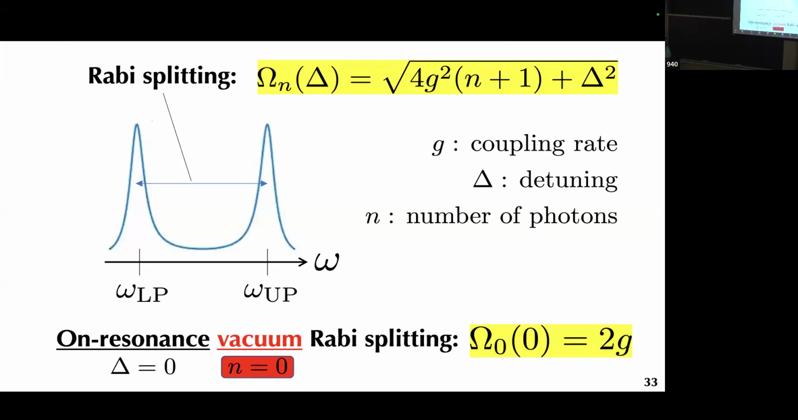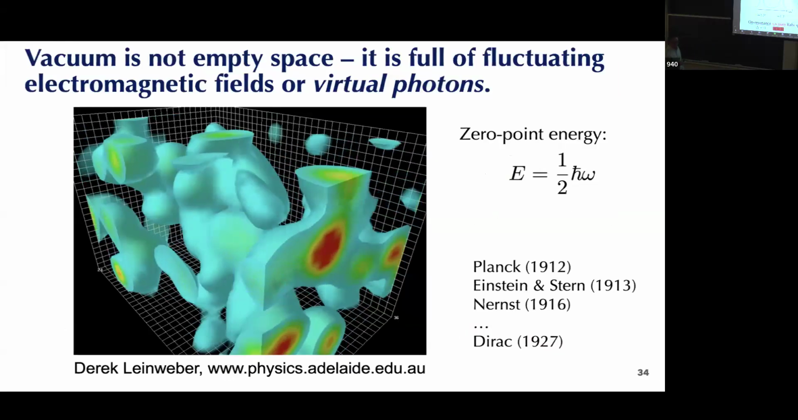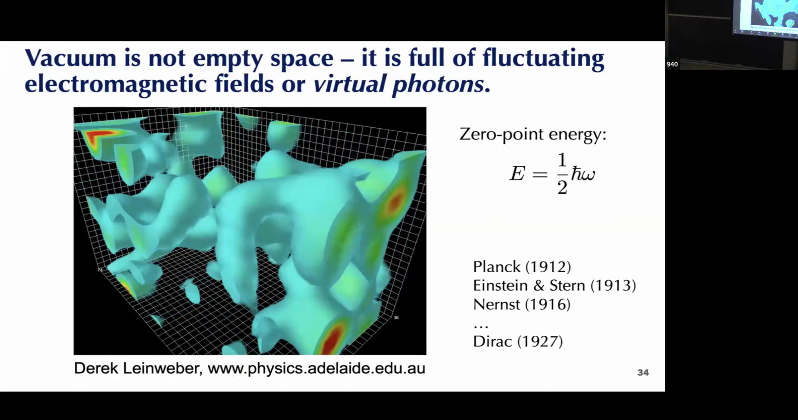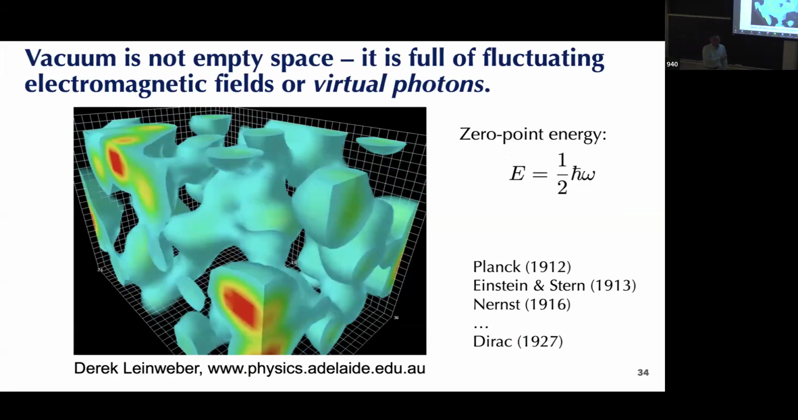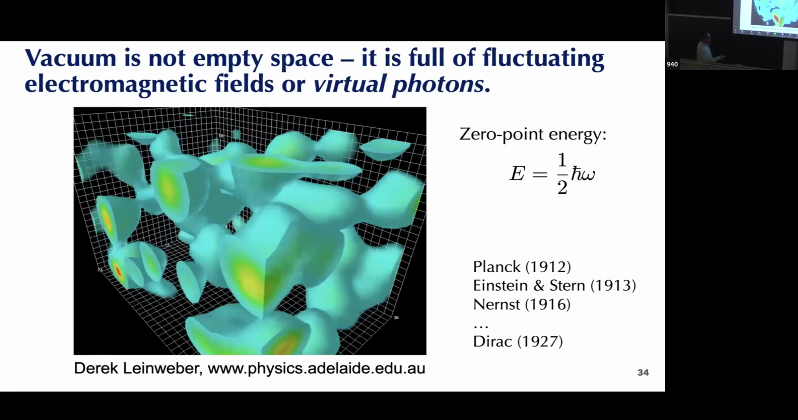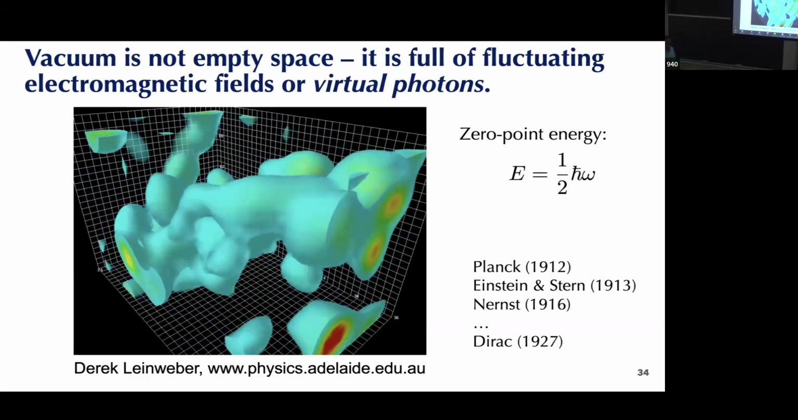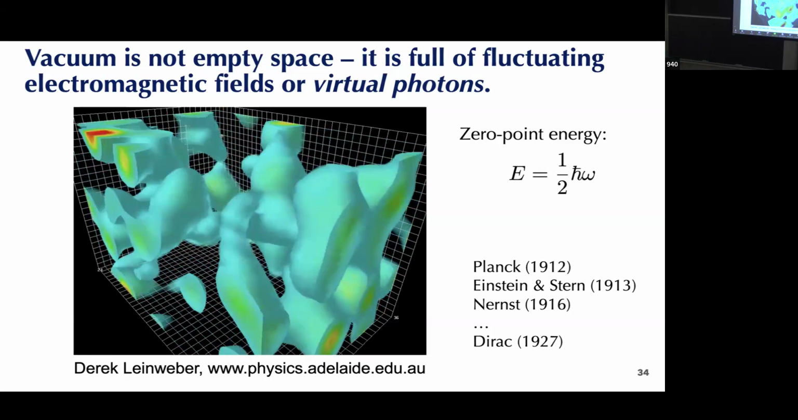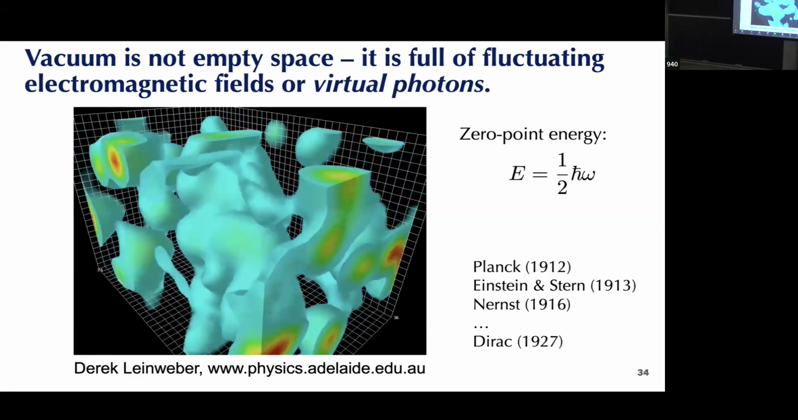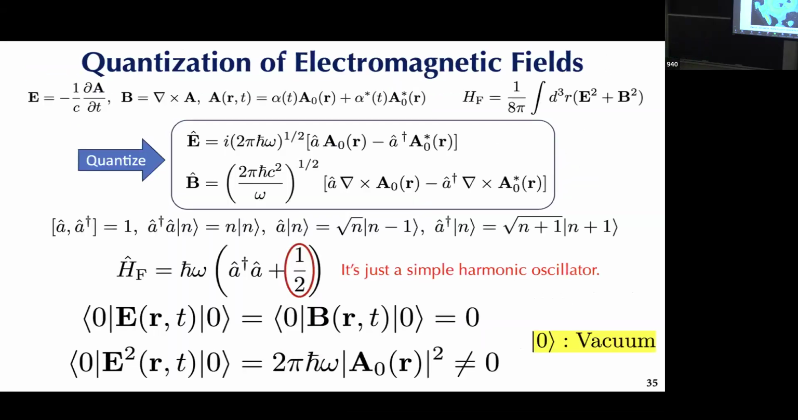Omega 0,0 is 2g. This vacuum Rabi splitting is very significant, because what is the material coupled with, even in the absence of photons? Vacuum. This is due to the fact that the quantum vacuum is not empty space. It is full of fluctuating electromagnetic fields, or virtual photons, corresponding to the zero-point energy, 1/2 h-bar omega. The existence of such a zero-point field was already noted or speculated by Planck, Einstein, Stern, and Nernst, but firmly predicted by Dirac in 1927. And according to modern quantum field theory, any quantum field should have zero-point energies, or zero-point fields. Especially in the case of the electromagnetic field, it's very straightforward.